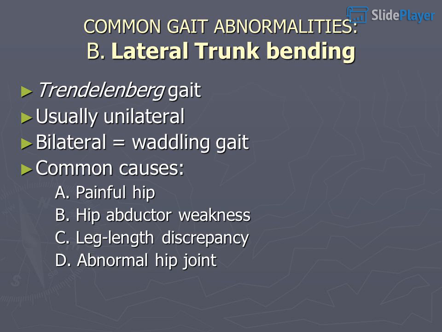Common gait abnormalities: lateral trunk bending, Trendelenburg gait, usually unilateral. Bilateral equals waddling gait. Common causes: A. Painful hip. B. Hip abductor weakness. C. Leg length discrepancy. D. Abnormal hip joint.